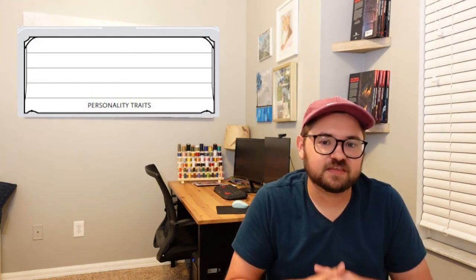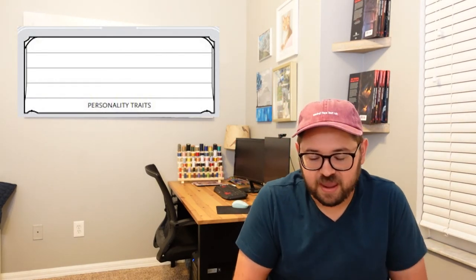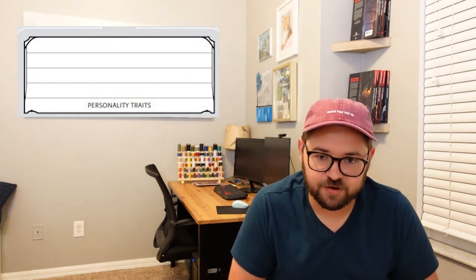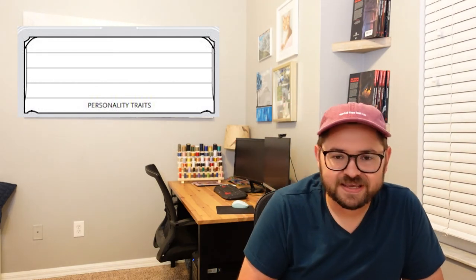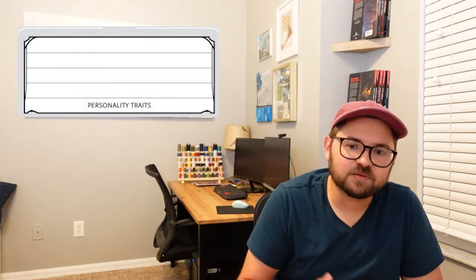Now, let's get into the character sheet. That first section in the top right of the character sheet is personality traits, and it's the most self-explanatory one. This is a really brief bio of your character, what they do well, what they do poorly. It can be a string of adjectives. It can be a couple of sentences.